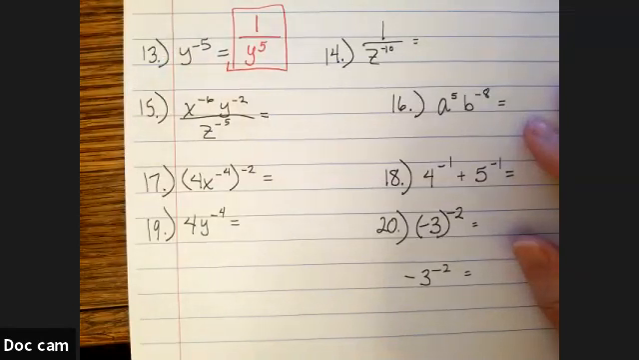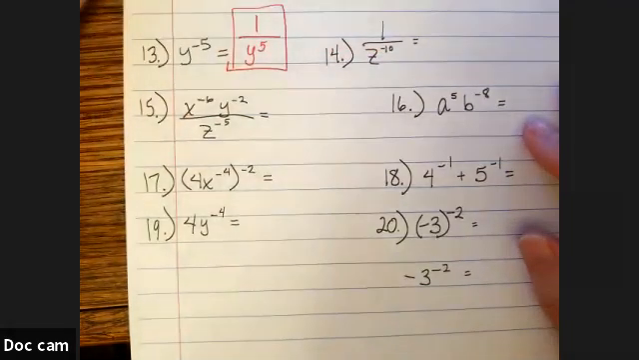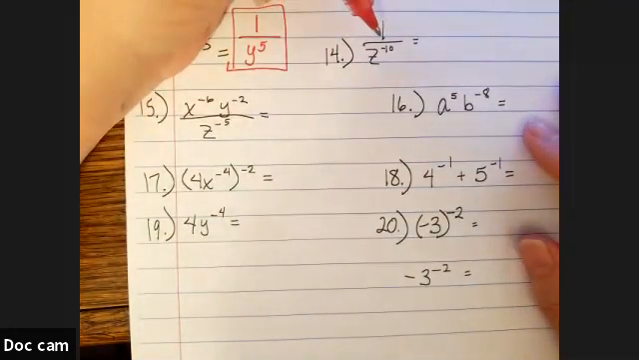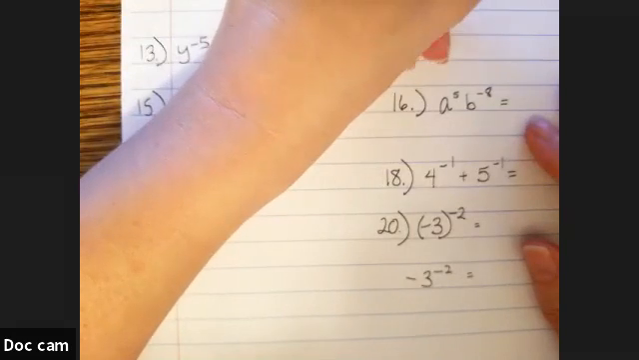All right. Number 14, 1 over z to the negative 10. Since the negative exponent is already in the denominator, I want to move that up to the numerator. When you have a negative exponent, it's basically the same thing as doing a reciprocal. So this is going to turn into z to the power of positive 10.